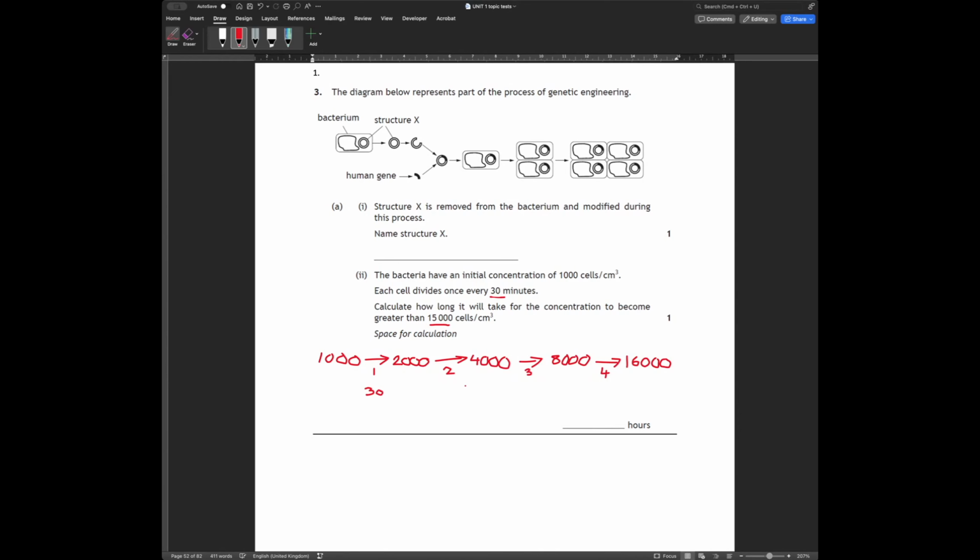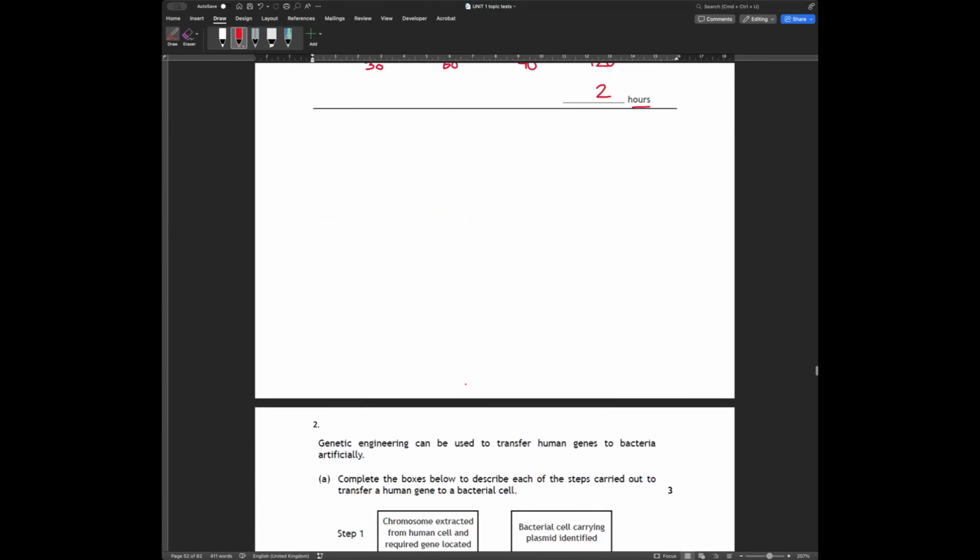Okay. So that'll be 30 minutes for the first division, 60 minutes for the second, 90 minutes for the third, and then 120 minutes for that fourth division there. Now, what is 120 minutes? Because it wants the answer in hours here, you'll note. Okay, what is 120 minutes in hours? Well, there's 60 minutes in an hour, so that's going to be 2 hours. Okay, so that's how we work out that question there if you happen to get it in the exam.